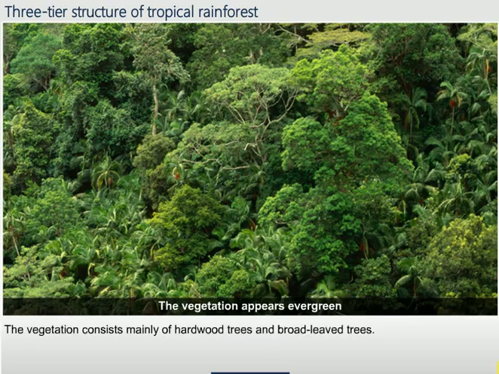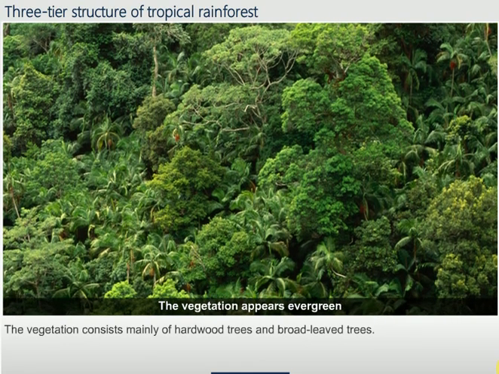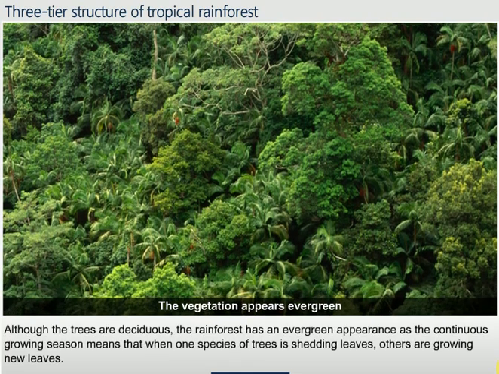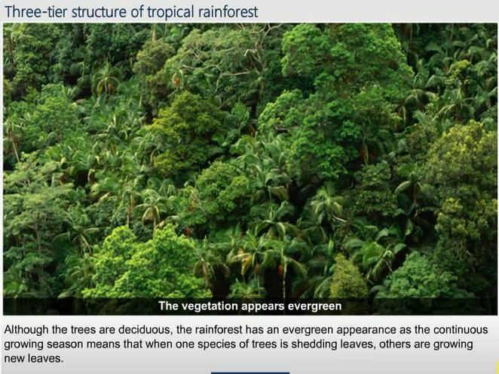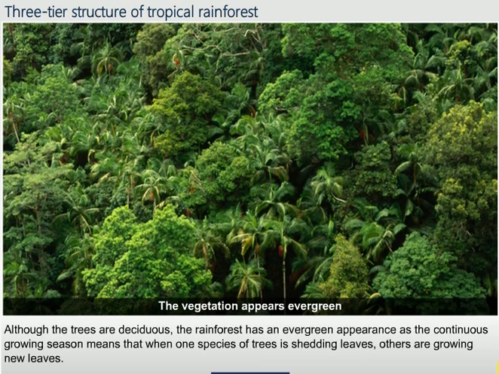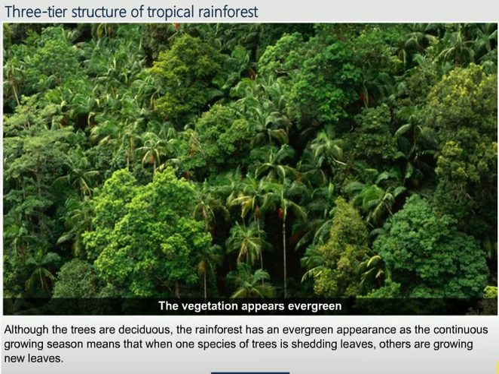The vegetation consists mainly of hardwood trees and broad-leaved trees. Although the trees are deciduous, the rainforest has an evergreen appearance as the continuous growing season means that when one species of trees is shedding leaves, others are growing new leaves.